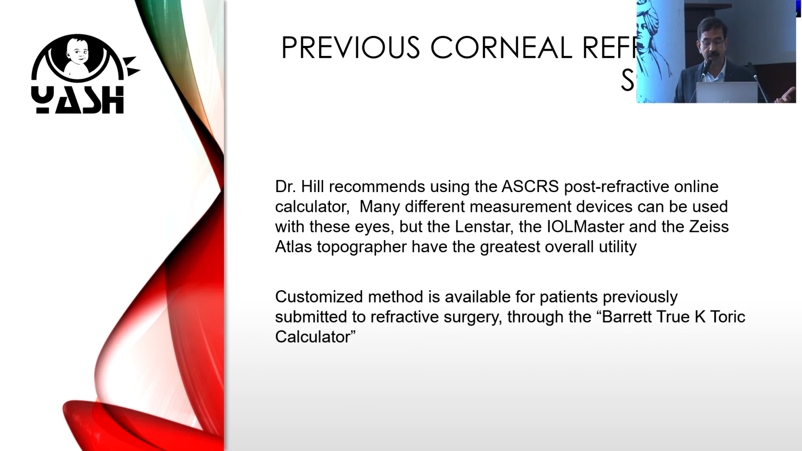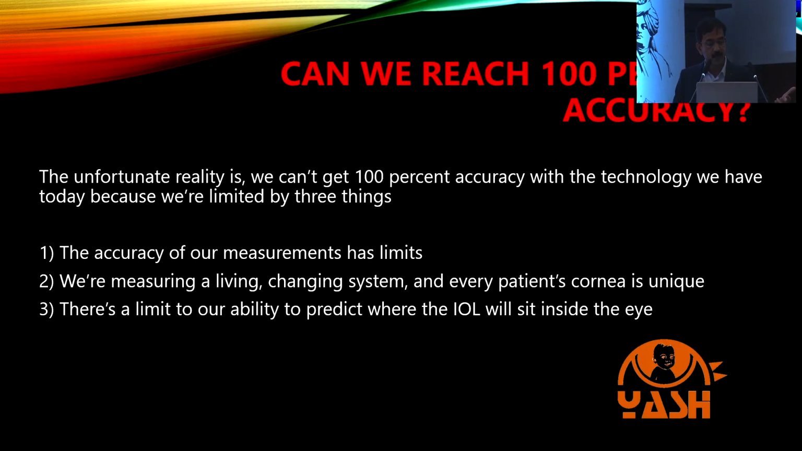Regarding corneal refractive surgery, sir has already given this. So can we reach 100% accuracy? The unfortunate reality is that we cannot, because we have limitations. The accuracy of our measurements has limits. We are measuring a live, changing system, and there is a limit to our ability to predict where the IOL is going to sit.